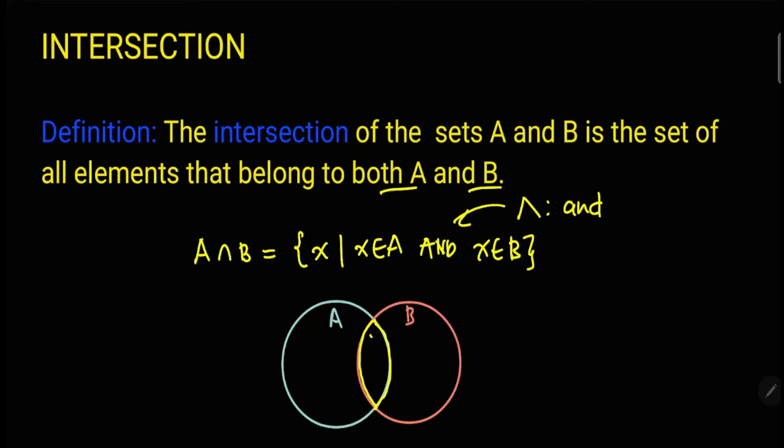To visualize, let's say we have the sets A and B as follows. So everything that is both in A and in B, that means the region where both A and B overlap. So that's our intersection.